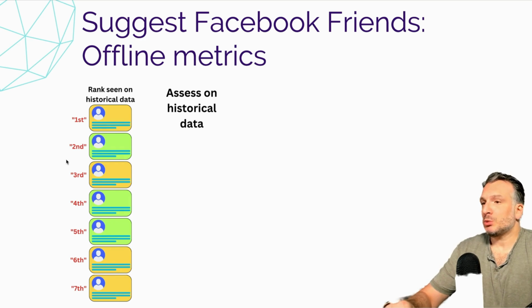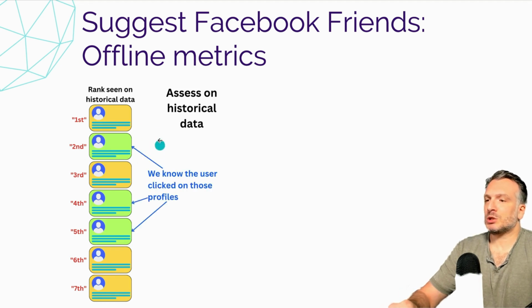When we train models, we need to assess the models on historical data. Historical data is production data that we've seen in the past and where we got a response from the user. So for example, we showed the user a list of profiles and the user clicked on some of the profiles but not the others. The way we know that the profile is relevant is because the user clicked on it. We just know that the user clicked on those profiles.